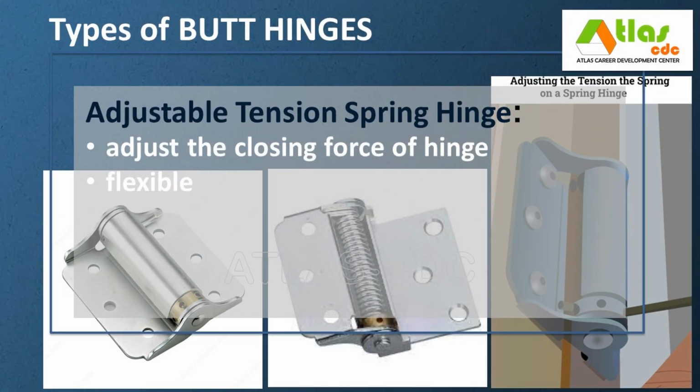An adjustable tension spring hinge has a mechanism to adjust the closing force of the hinge. It offers flexibility depending on door weight or closing speed required. Available in both single and double-action versions.